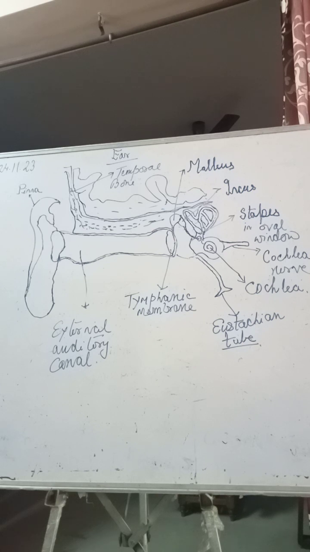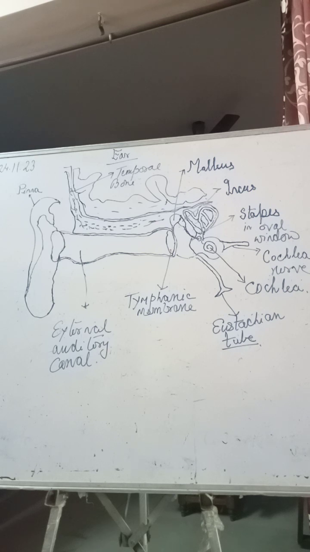The basal end of the hair cell is in close contact with the afferent nerve fibers. A large number of processes called stereocilia project from the apical part of each hair cell.